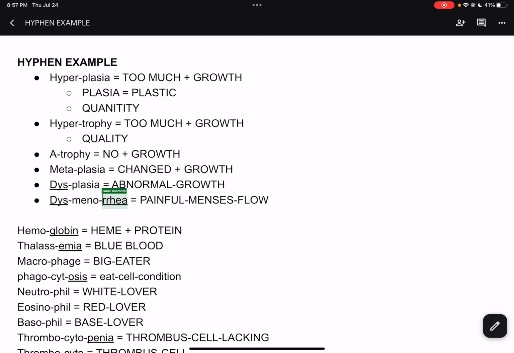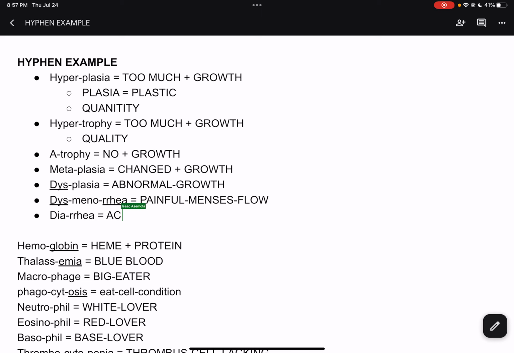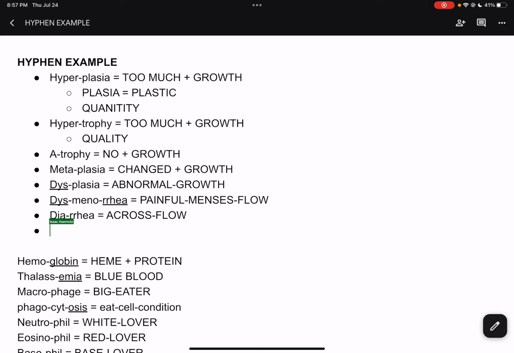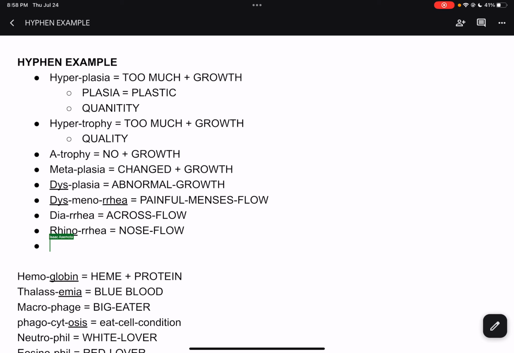Rhea, anything with the two R means flow. So you have diarrhea, which means across flow. It's the poop is flowing extremely aggressively across your anus. You have other things. Rhinorrhea, right? Rhino means nose because a rhino is named for the big horn on its nose. Rhino equals rhino horn, obviously first thought, equals nose. Makes sense. Nose flow. So this is when somebody has a runny nose. Rhinorrhea. Steatorrhea. This is fat flow. So this is fatty diarrhea, right? This steato meaning fatty.